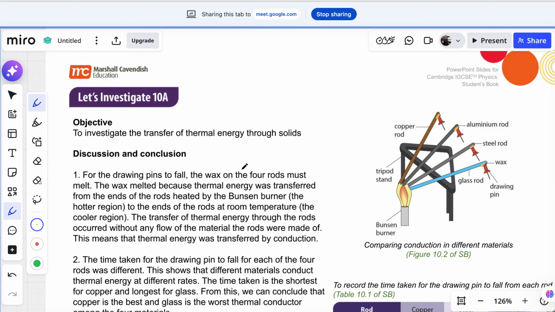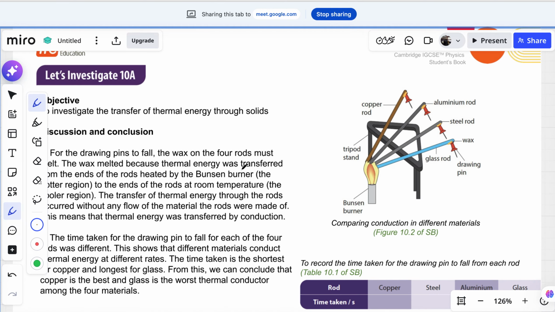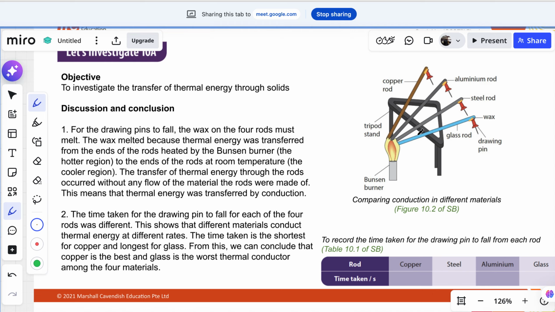Now let's take a look at an experiment. The experiment is to investigate the transfer of thermal energy through solids with different conductivity. Like we said, you melt candle wax to stick a drawing pin to one end of each rod. This is a Bunsen burner, and this is a tripod stand. You suspend them on the tripod stand and heat all of them, connecting one end of each to the Bunsen burner heat. At the other end, you stick a drawing pin to all of them.